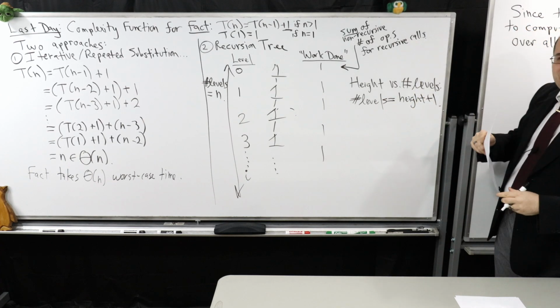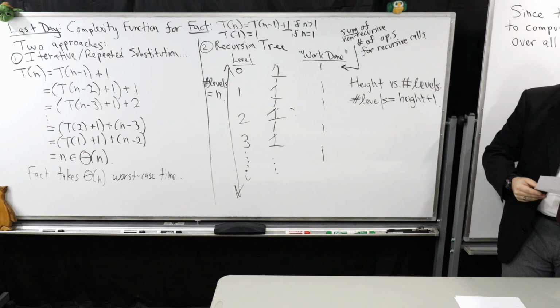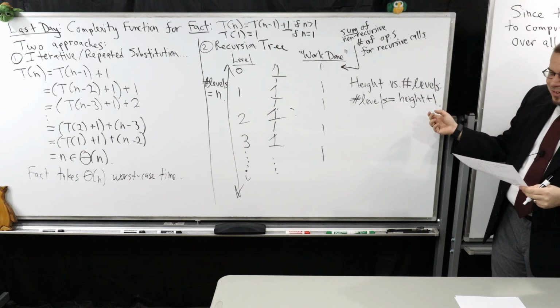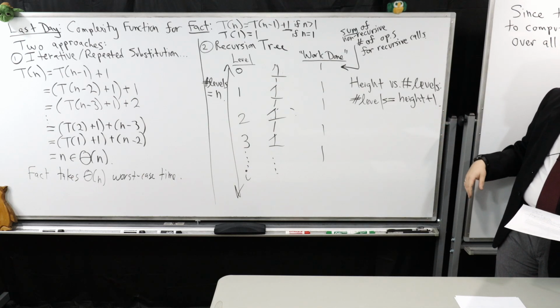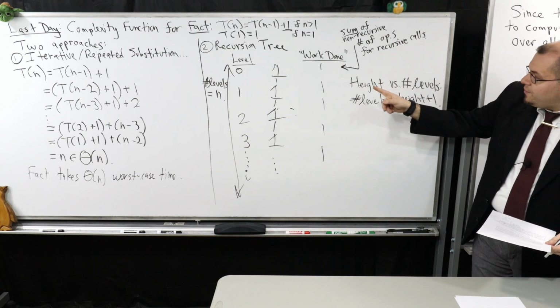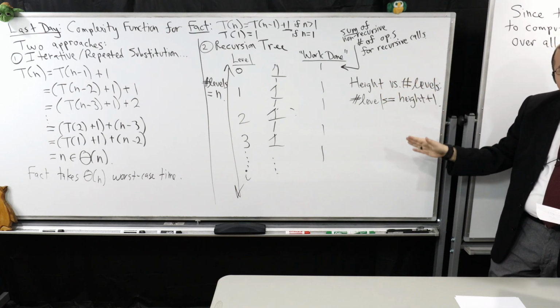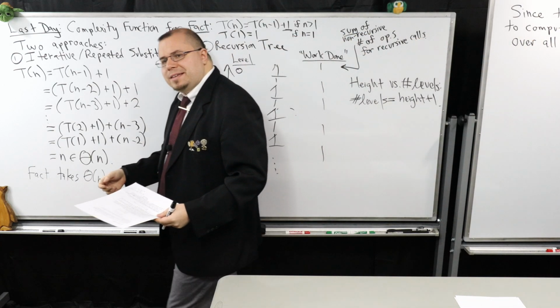So if you ever find yourself questioning, okay, well, what is this? It's always going to be the height of the tree plus 1. Now this is really interesting, because at each level of the tree, I've actually accounted for the amount of operations that happen. Does everybody see that?